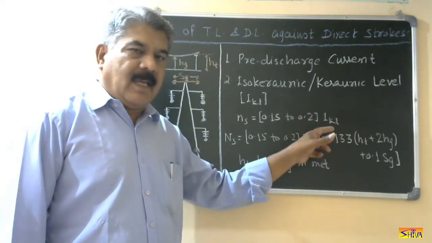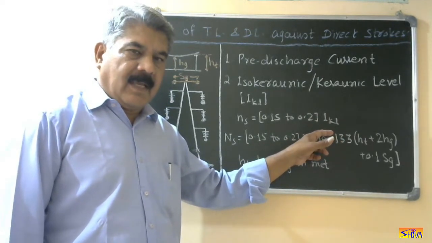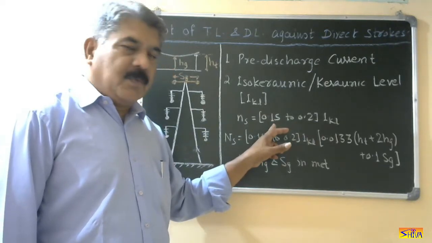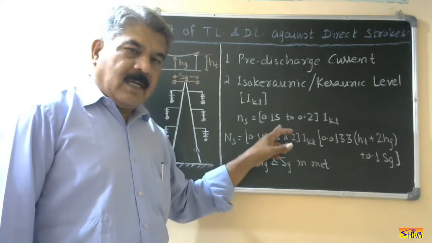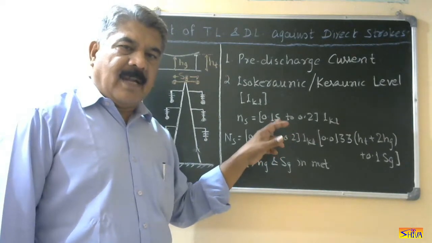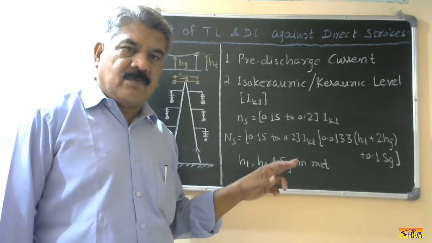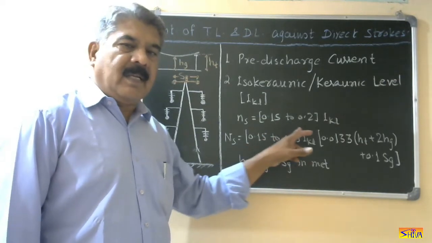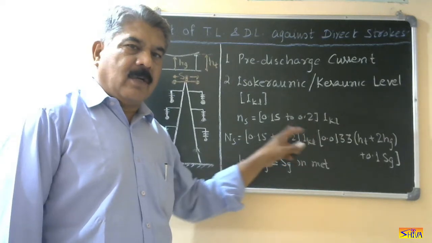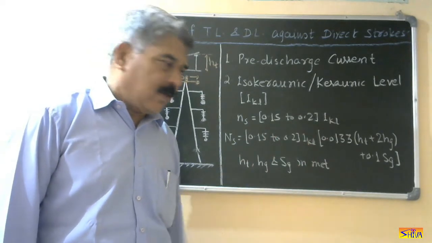Suppose IKL is 100. Then with this figure it will be 15. With this figure, it will be 20. It indicates that the number of lightning strokes in 1 square kilometer of that area in 1 year will be between 15 and 20. You cannot take the mean of this or any other value.